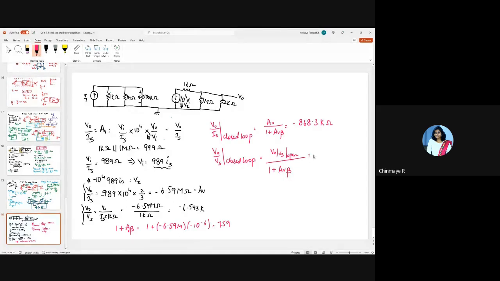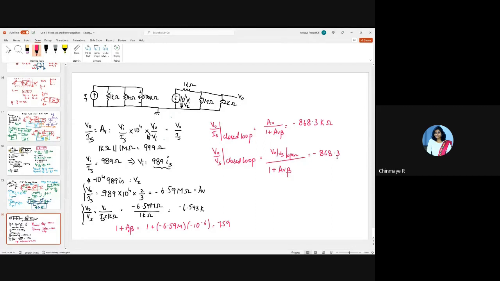Correct? So which will be around minus 868.3. Is this clear? Now you can take a look at this. Now, in an ideal case, for this amplifier, if you calculate what is the closed loop gain V naught by Vs, just by applying the formula that we had derived earlier.